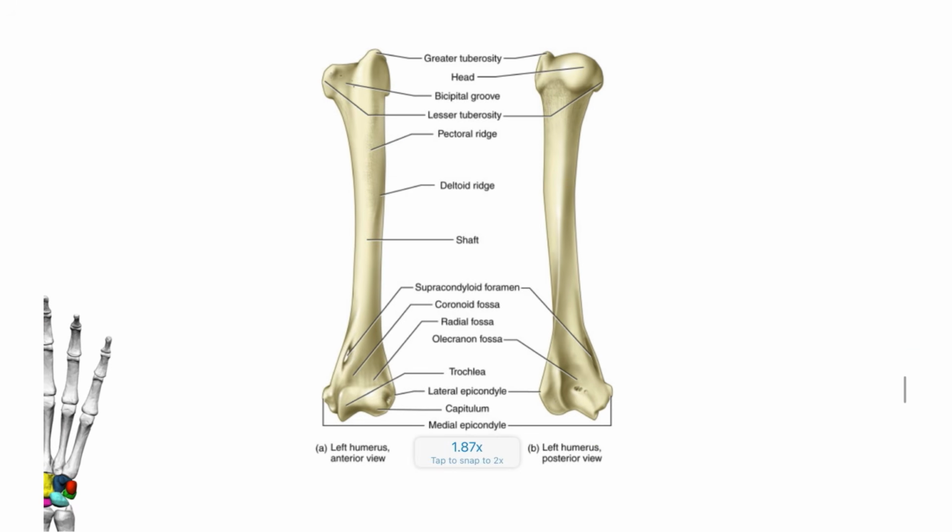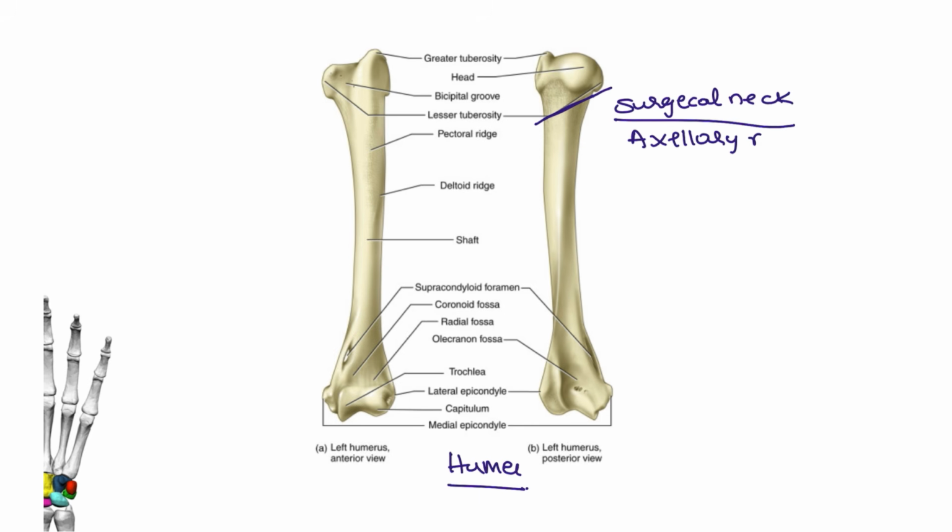Next, this is the humerus, right? This is the surgical neck. If there is a fracture at the surgical neck, it will involve the axillary nerve. Along with that, the posterior circumflex arteries are also affected.